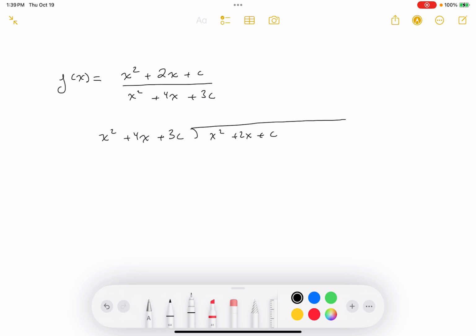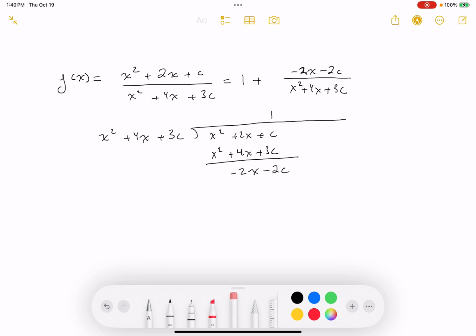And that would be, what times x squared would give you x squared? Just a 1, right? So it would be x squared. Well, division doesn't look that bad. 4x plus 3c. And then you would get, well, x squared disappears. You get minus 2x minus 2c. So if I did the long division, I would get 1 plus the unfinished business, which would be minus 2x minus 2c over x squared plus 4x plus 3c.